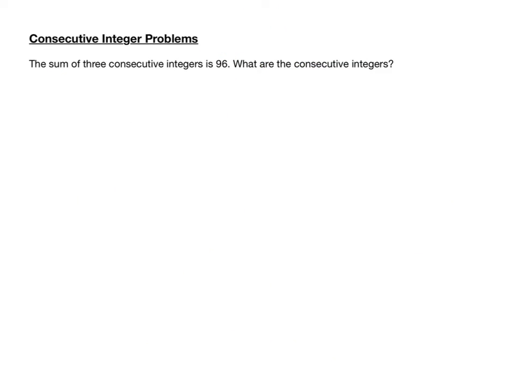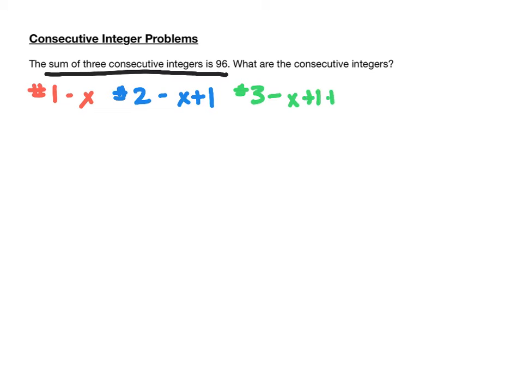In this problem, we're going to discuss finding which numbers are the three consecutive integers with a sum of 96. So first, if we were to define our three numbers, my first number is just x. The second number would be x plus 1 because it's 1 greater. And the third number is 1 greater again, which I can simplify to x plus 2.